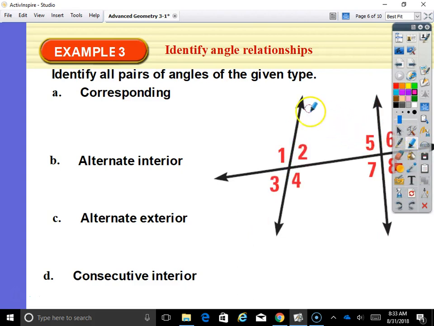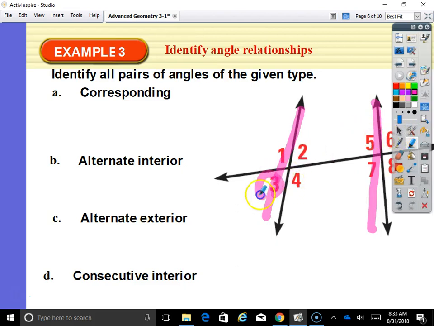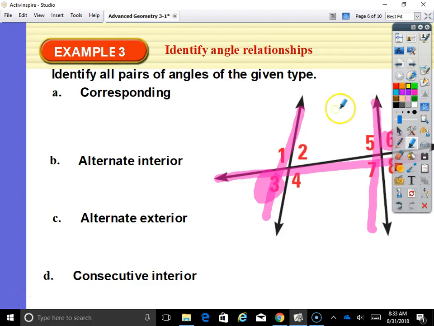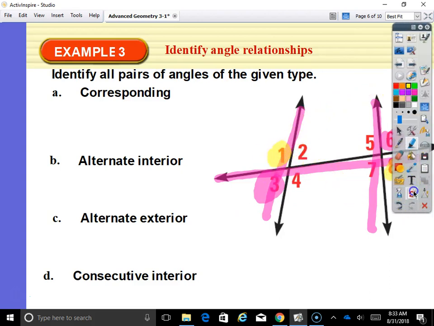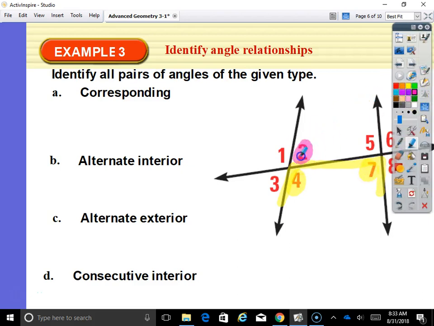Alternate exterior angles. Opposite sides of the transversal. Exterior, outside the parallel or non-parallel lines. So like 3 goes with 6. Give me another pair. 1 and 8. Good job. Consecutive interior, same side inside. Consecutive interior angles, same side inside, same side interiors. 4 and 7, same side inside. 2 and 5.